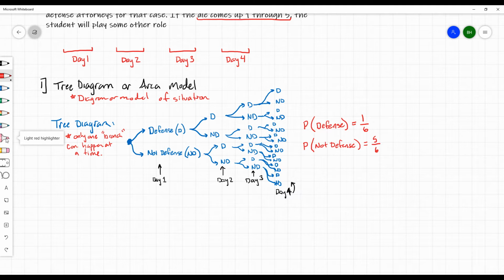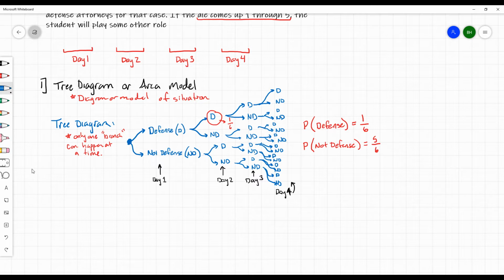So everywhere where you see a D for defense, this corresponds to having a 1 out of 6 chance. Technically, you can go ahead and replace everywhere where you see the letter D with 1 over 6 and ND with 5 over 6, but then your whole tree diagram would be filled with numbers, and that may be confusing later. So this is what I like to do with my tree diagrams, so that I can see all my possibilities and then the corresponding probabilities for each.